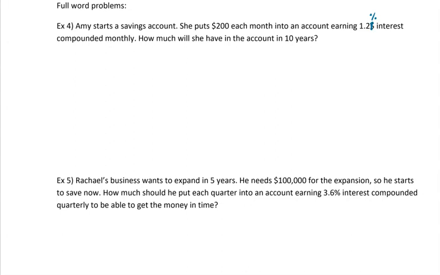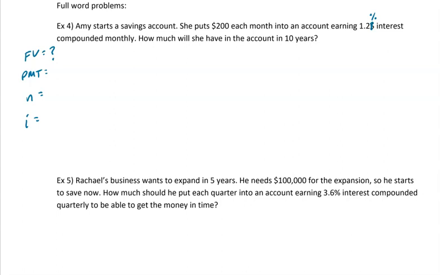Okay, so for all of these, I'm going to write down those 4 different variables that we need. So we need FV, we need PMT, N, and I. All right, so let's go through these one at a time. FV is going to be the final amount at the end. Right? Now, in this case, we don't know because we're asking how much she will have in the account at the end of the 10 years. So that's what we're going to be solving for.